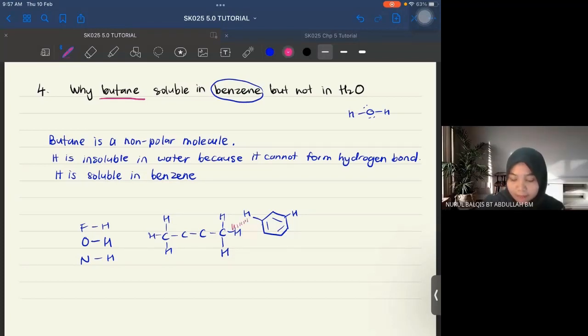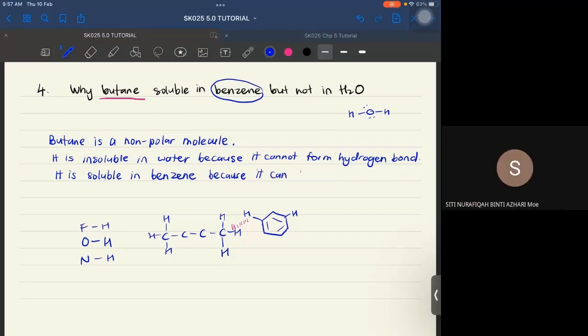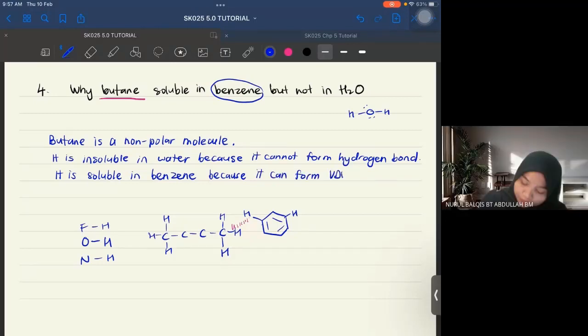So it is soluble in benzene because it can form Van der Waals forces between molecules, between butane and benzene. With benzene, not the same molecule. So that is how you explain the solubility. Just a little. But to talk about solubility, you must first state what type of molecule it is.